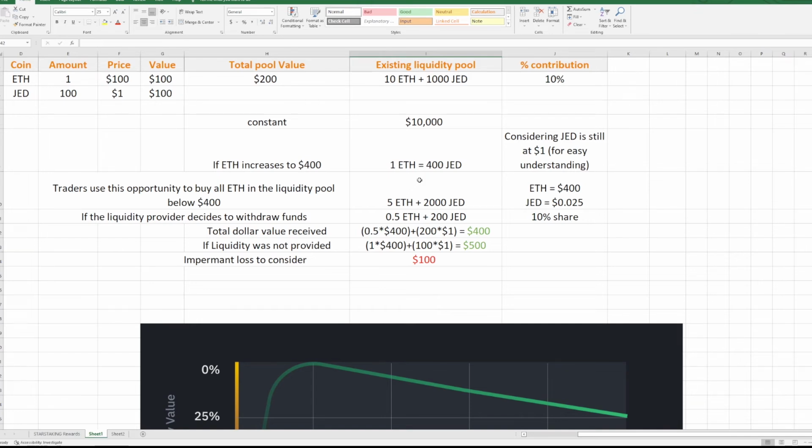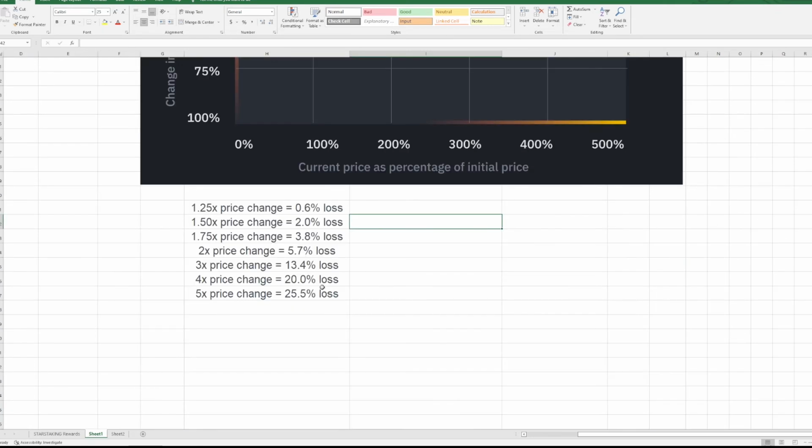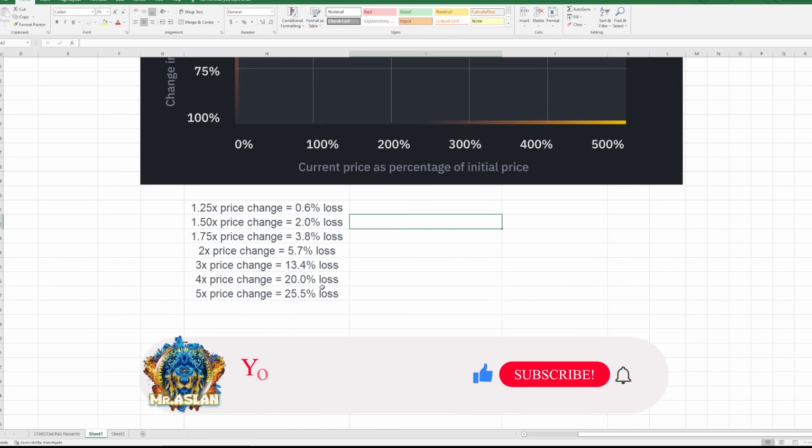Sometimes, if you see that there is a very big drop or a very big increase, say for example, the token immediately shoots up to 5 times its initial price, at that point of time, basis the graph over here, if you pull out your liquidity, then you would be sustaining a 25.5% loss. If you just keep the liquidity running, and later on the price drops to say 2x its initial value, then your impermanent loss now would be around 5.7%. That would give you a much better outcome as compared to the 25% loss that you had to take earlier.